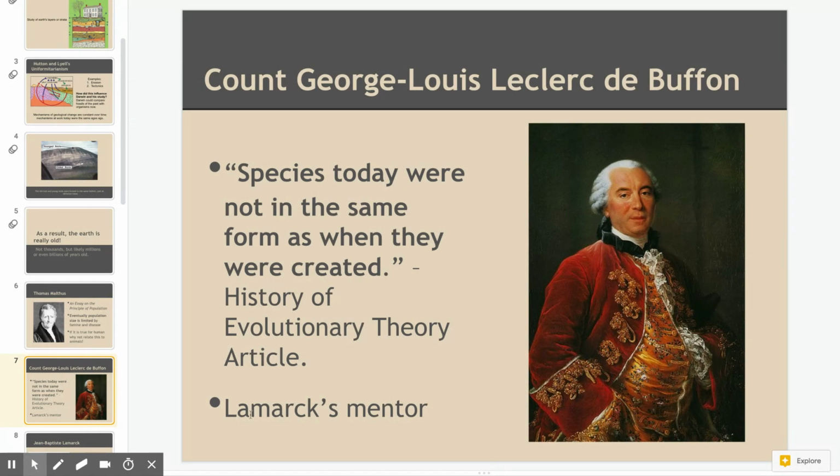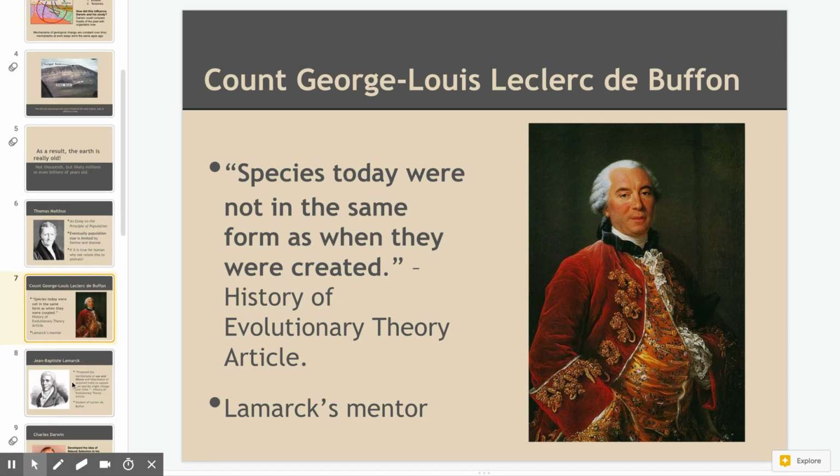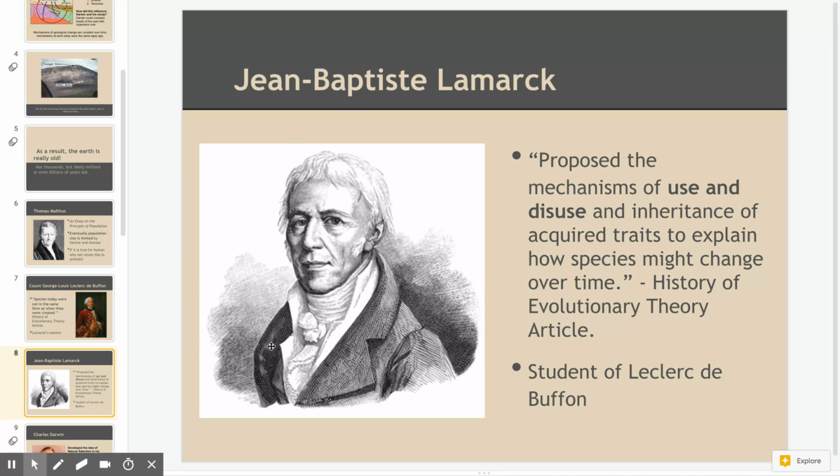And he was actually the mentor of a man named Lamarck, who we're going to look at on the next page. So main idea in that box for Buffon, you should probably just write that bolded section there. Okay, Jean-Baptiste Lamarck is super important. He proposed the mechanism of use and disuse and inheritance of acquired traits to explain how species might change over time.